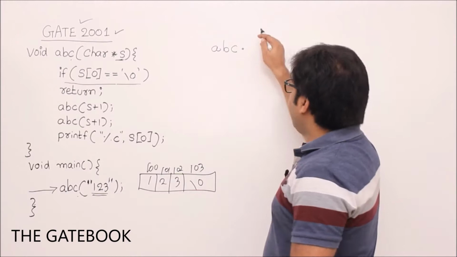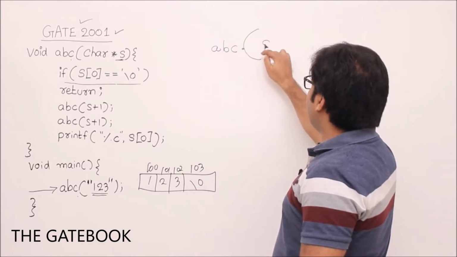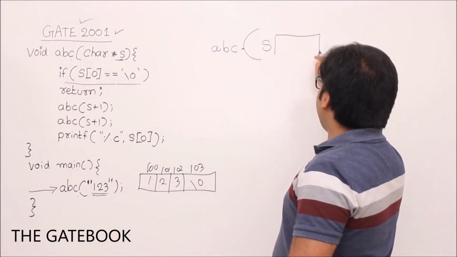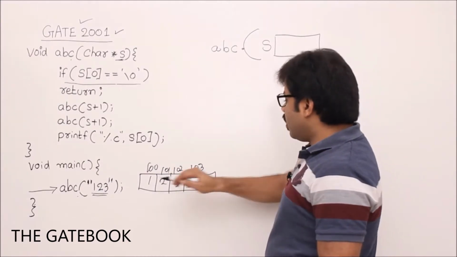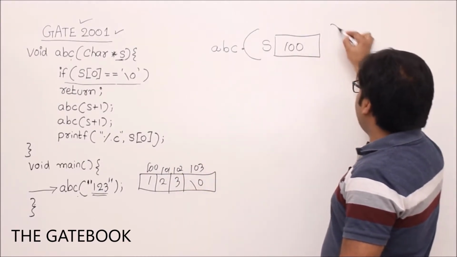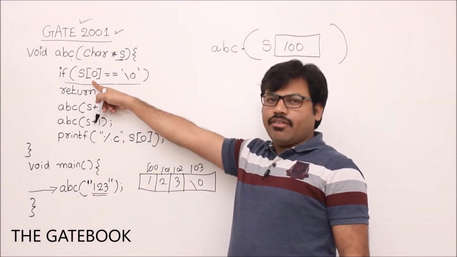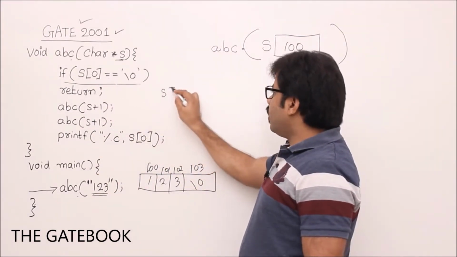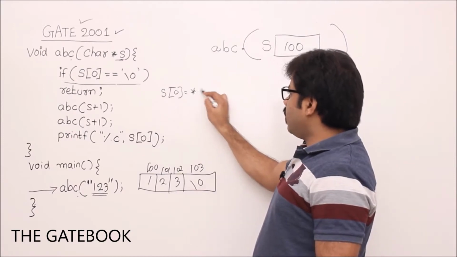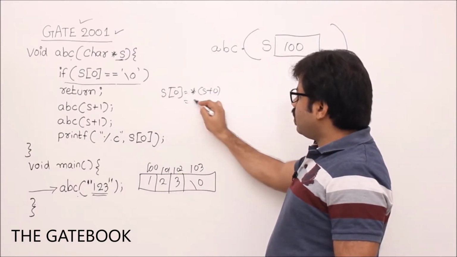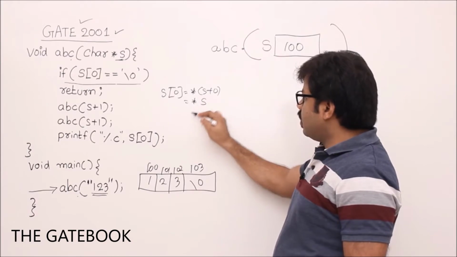Let me begin with the ABC method where s is a local variable and that local variable is going to get memory address 100. That is the starting point. Now we'll see the remaining code. First, there is an if condition. Let me evaluate it. What is s[0]? s[0] is nothing but always *(s+0), and *(s+0) is *s.